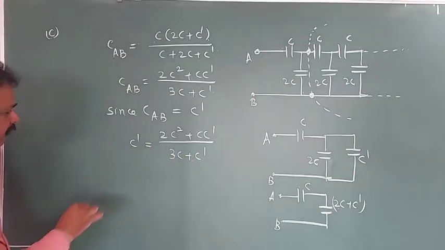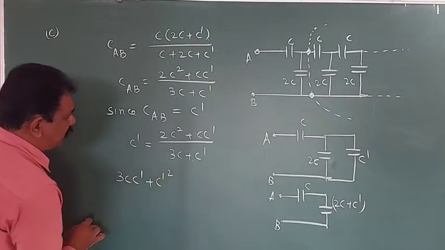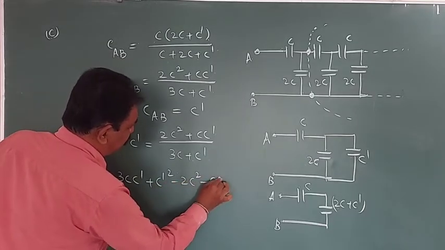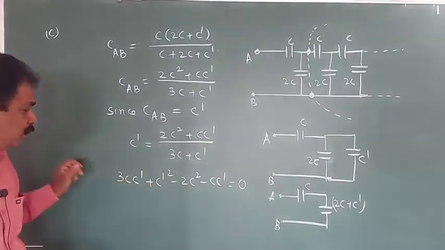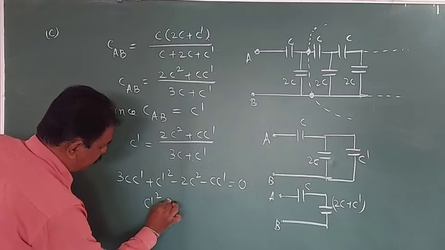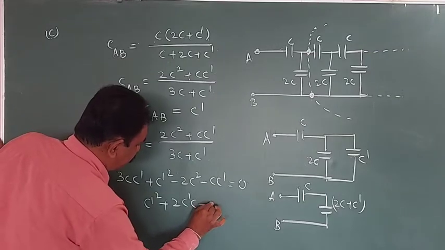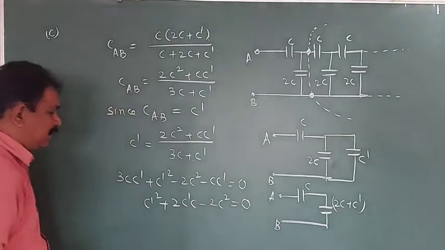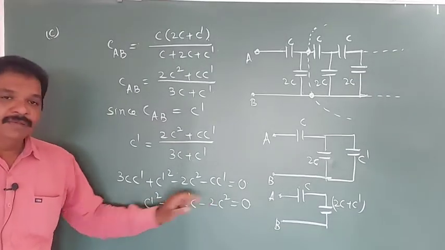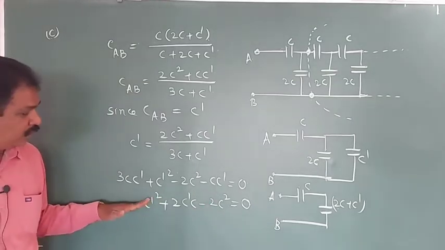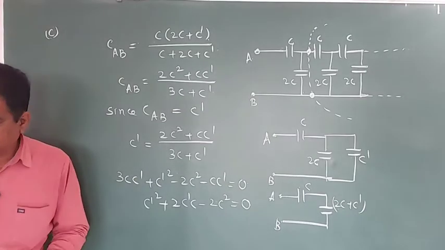Then you calculate: 3C C dash plus C dash square minus 2C square minus C dash C is equal to 0. Then how much will we get? C dash square plus 2C dash C minus 2C square is equal to 0. If you solve this one, you will get the value of C dash. That will be the answer here.